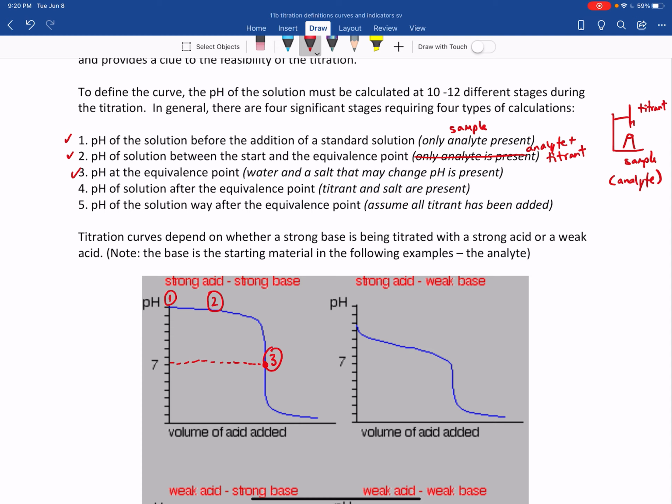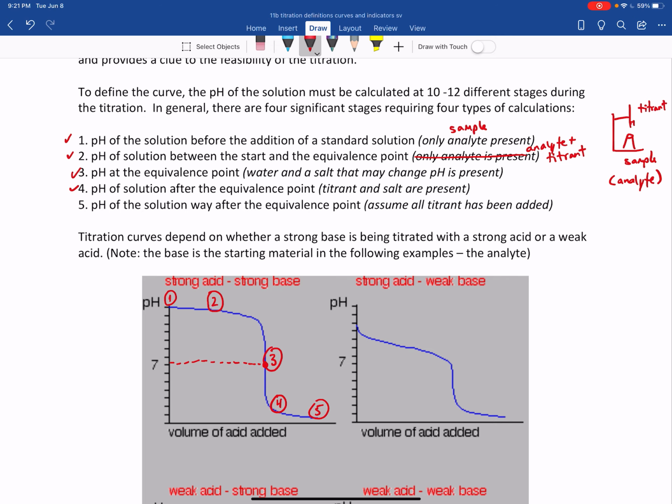Stage 4 is just after the equivalence point, so we can see how far down that graph will actually go. At this point, you only have the titrant because the analyte has been neutralized. And then lastly, point 5 will be some point further on when the pH is no longer changing. So those 5 regions describe what a titration curve looks like.